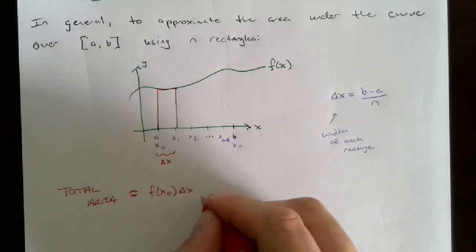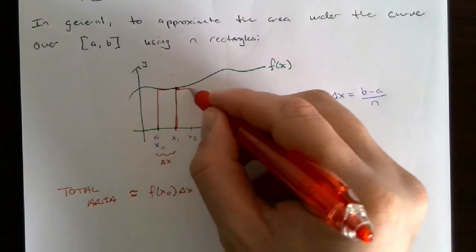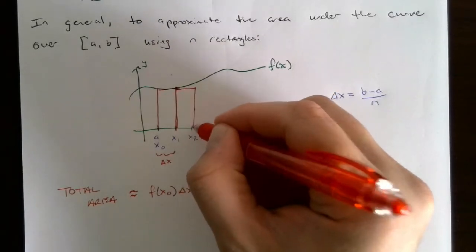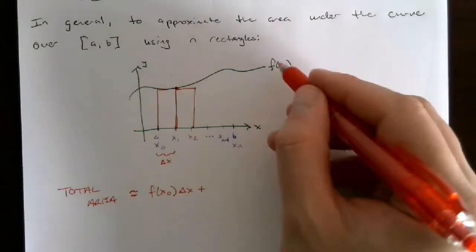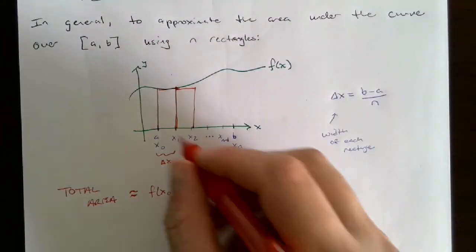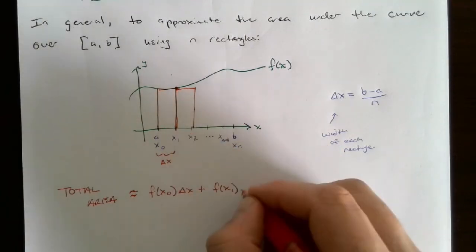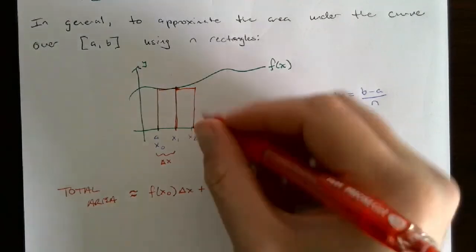And then you would add on the next rectangle. So you'd start at x1 and you'd go up to your curve and then over and then down. And then how do you find the area of that? Well, f of x1 gives you the y value, it gives you the height, times this width, which is times delta x, plus you could keep going like this.